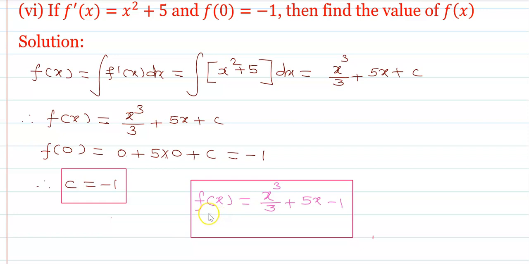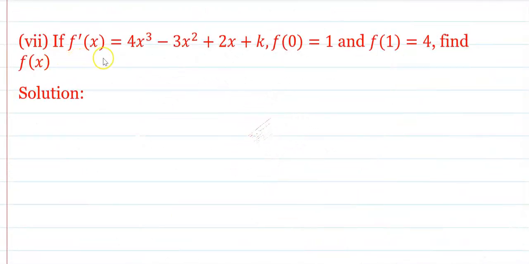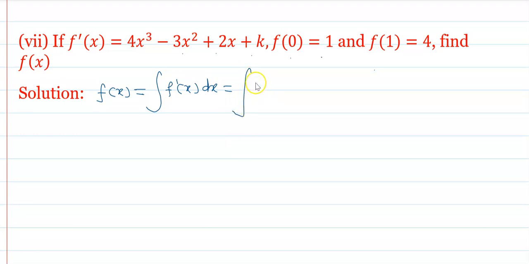Now the next problem. If f dash of x is equal to 4x cube minus 3x square plus 2x plus k, f of 0 is 1, f of 1 is 4. Find f of x. Again, f of x is equal to the integral of f dash of x into dx. Now find the integral of f dash of x, that is, the integral of 4x cube minus 3x square plus 2x plus k, bracket complete, into dx.